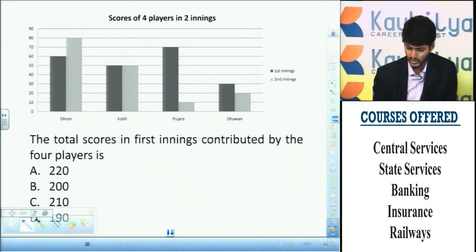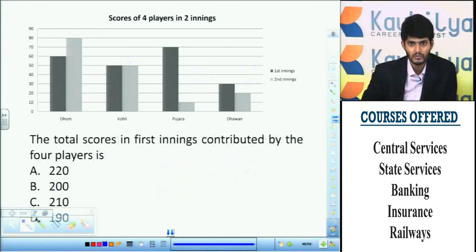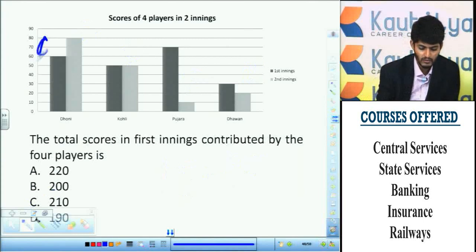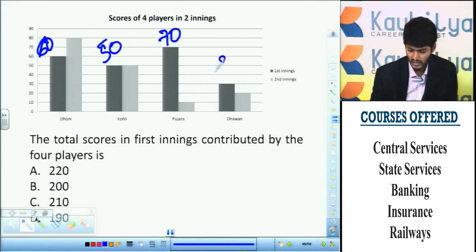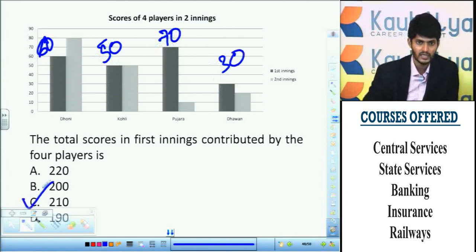Okay, let's look at your last question. The total scores in first innings contributed by the 4 players. Total, it's not the average. So all you need to, just like what we have in the previous problem, you add all the values. So the value here would be 60 for Dhoni, for Kohli it would be 50, which is 110, 110 plus your 70, which is 180, 180 plus 30, which would be around 210.